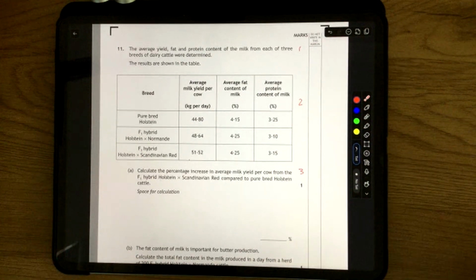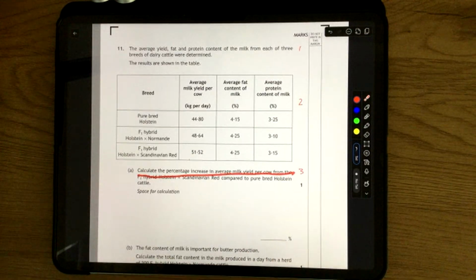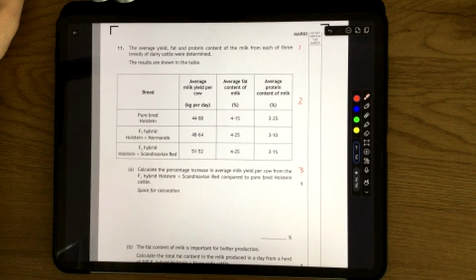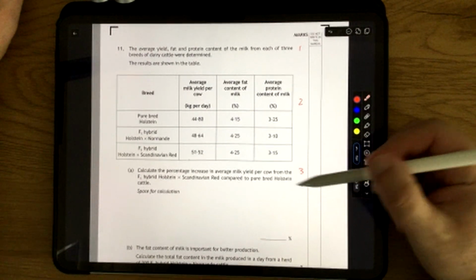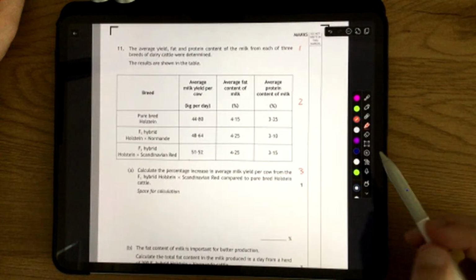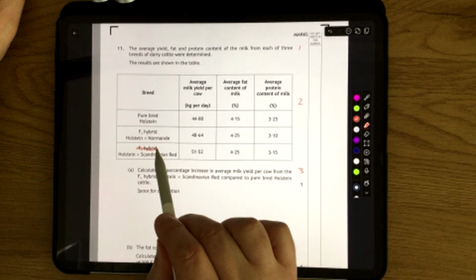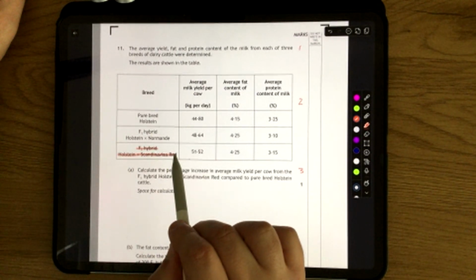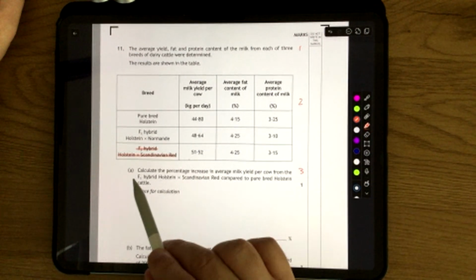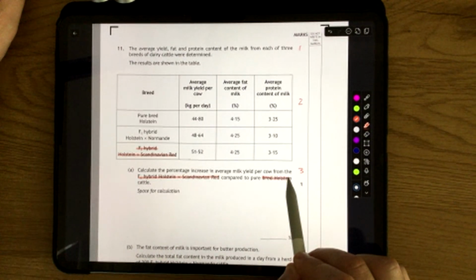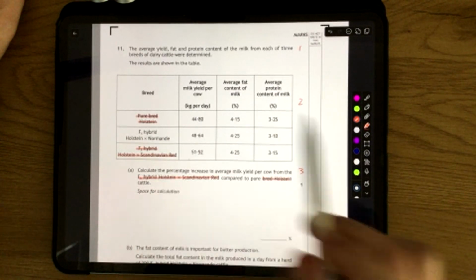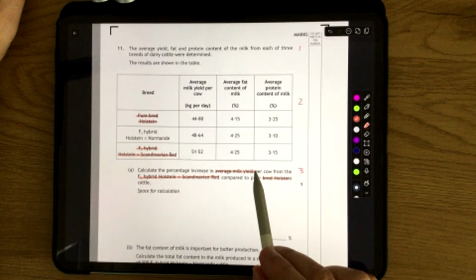So that sorts out the context, gives you the data that you're going to work with, and then we finally get to the question. The question they're giving you is, calculate the percentage increase in average milk yield per cow from the F1 hybrid Holstein times Scandinavian Red compared to the purebred Holstein cattle. So I'm going to highlight the F1 hybrid Holstein times Scandinavian Red, and also the purebred Holstein, and what we're looking for is the average milk yield per cow per day.